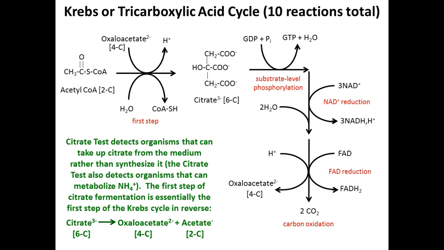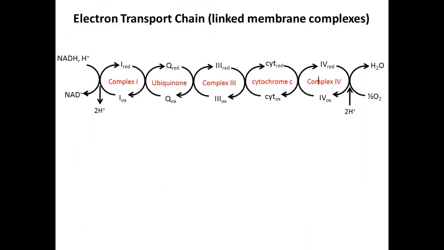The citrate test also detects organisms that can metabolize ammonia, which is NH4+. So it's very similar to, once they take the citrate in, they are going to process it through enzymes that are used in the Krebs cycle, but they're going to go in the opposite direction, which is possible. Directionality is usually determined by how much you have of a substance, right? It will determine which way the reactions go.